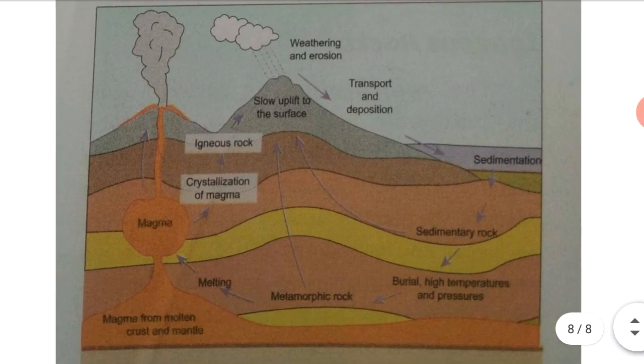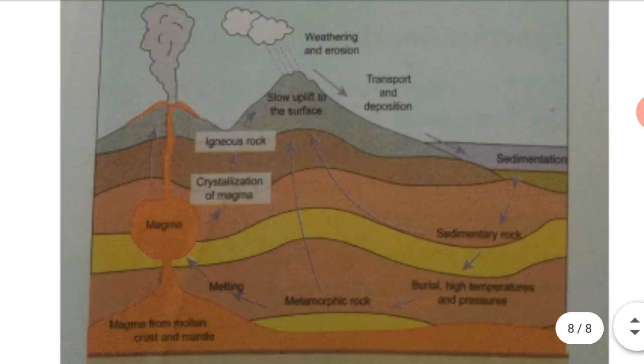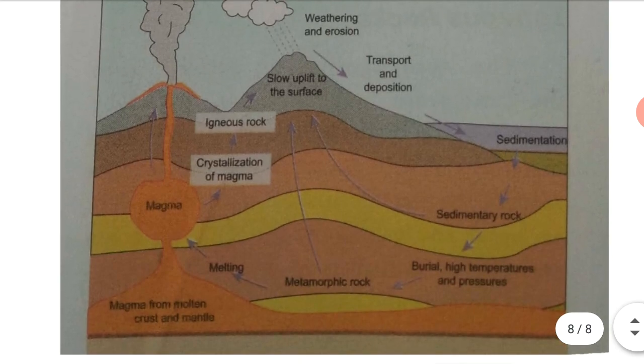Look at this picture. The magma crystallizes into igneous rocks, which slowly uplift to the surface, and through transport and deposition of sediments form sedimentary rocks. Under high temperature and pressure they are converted into metamorphic rocks. The metamorphic rocks melt into magma. After that the magma goes to igneous rocks. Do you understand? Yes.